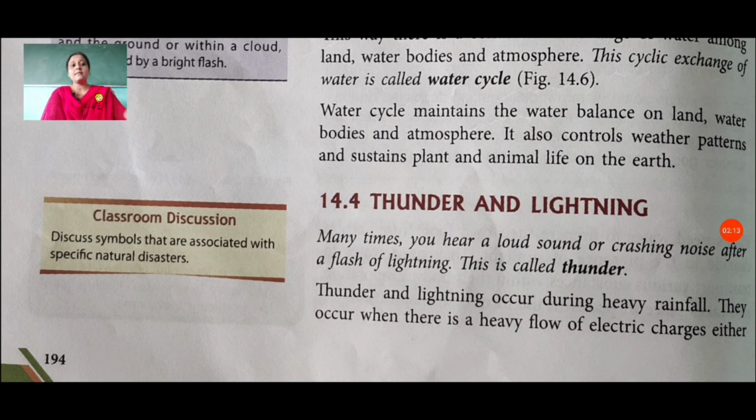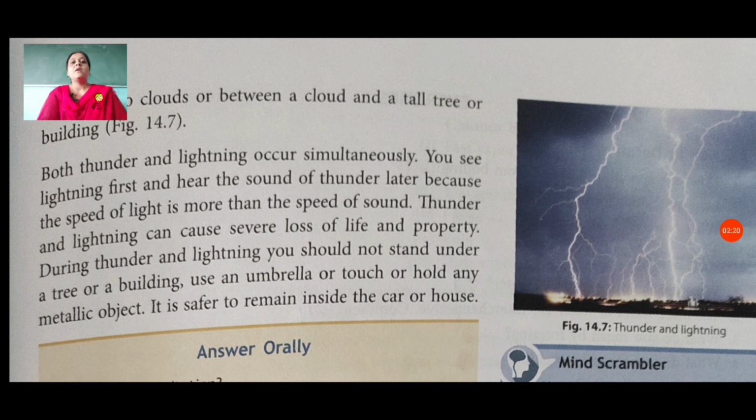Now we will go to the next page of our textbook. Electric charges flow between two clouds or between a cloud and a tall tree or building. You can see here in figure 14.7 thunder and lightning. Like this picture, we see in the sky when thunder and lightning occur. You see lightning first and hear the sound of thunder later because the speed of light is more than the speed of sound. First we see the light, then after some time we hear the sound.